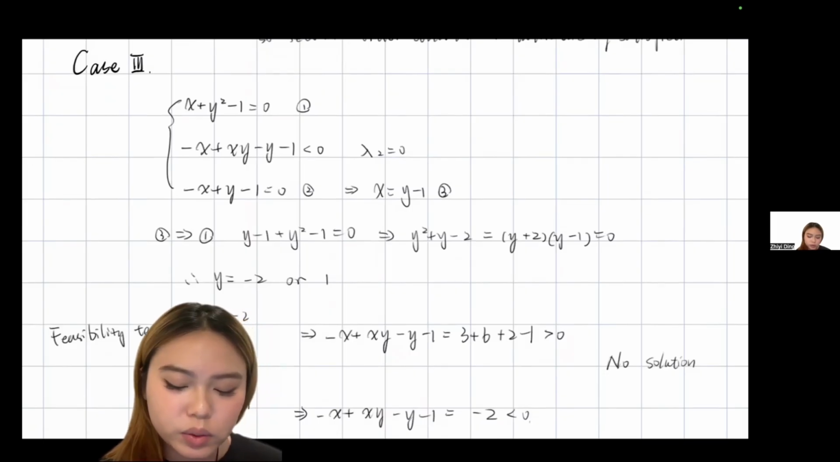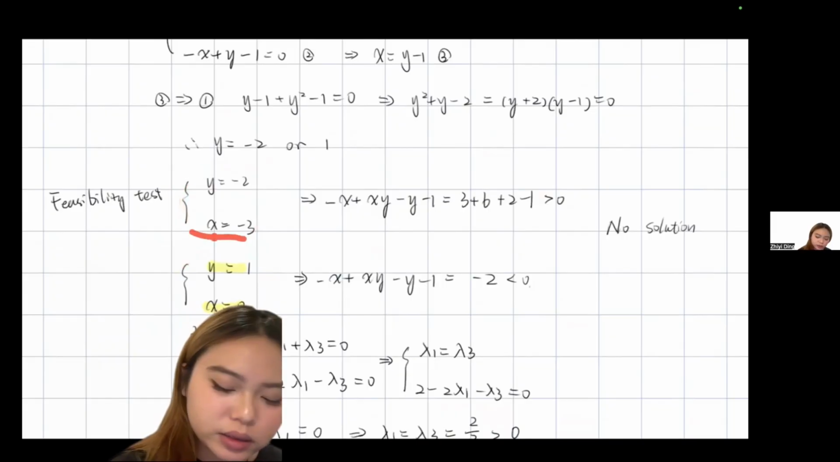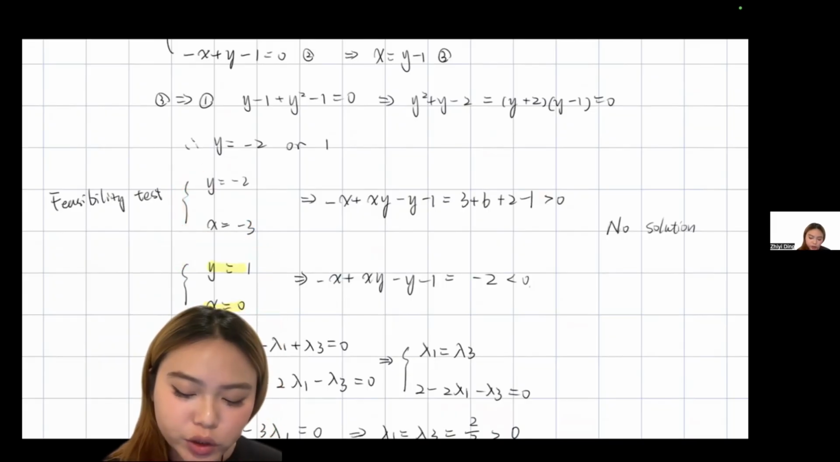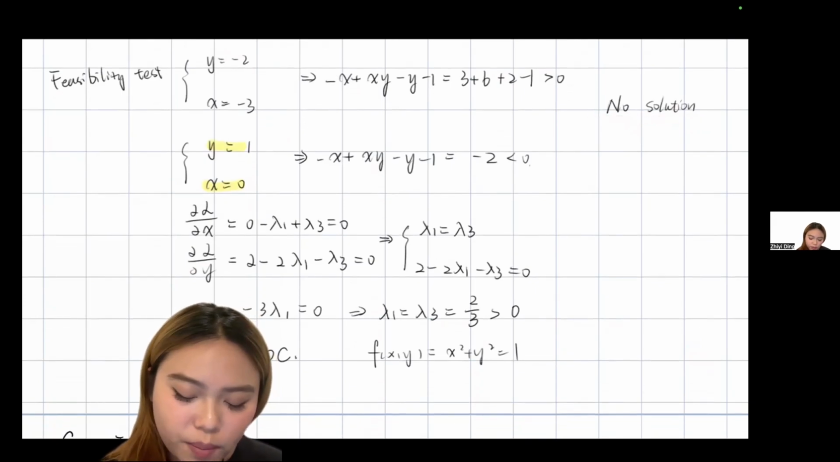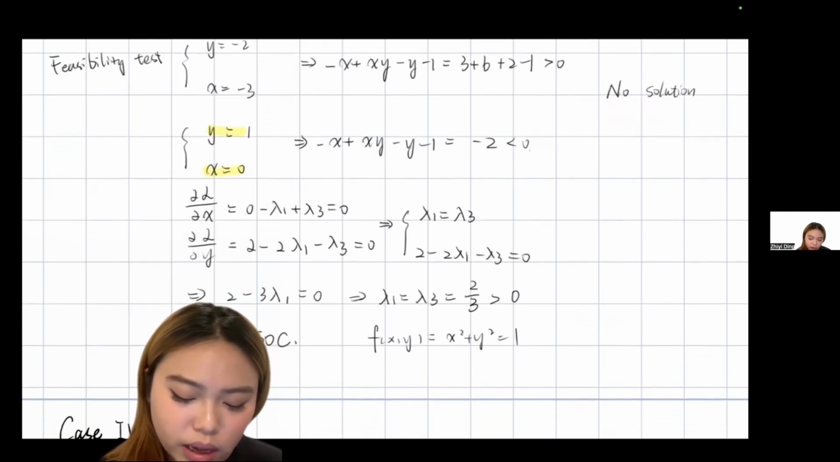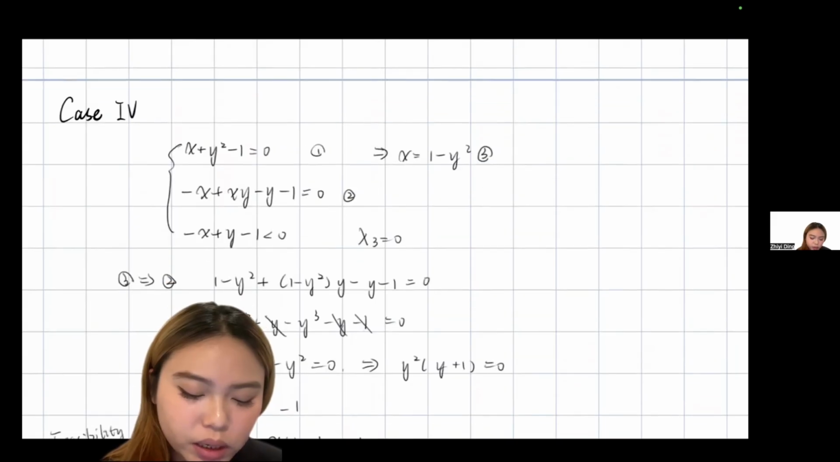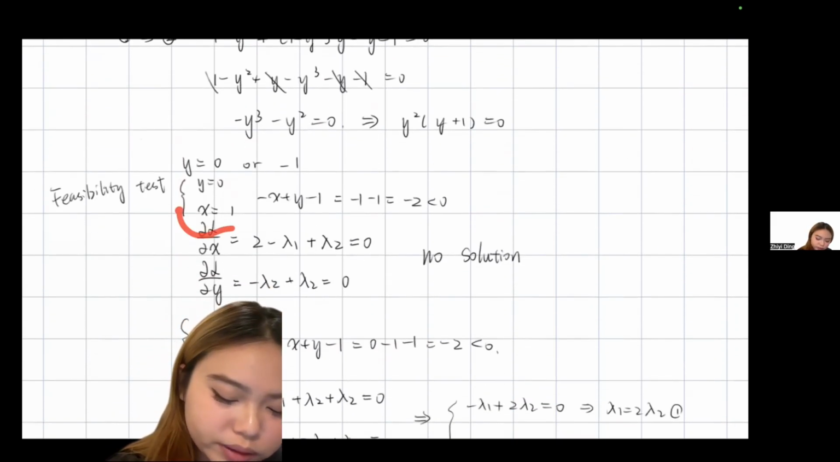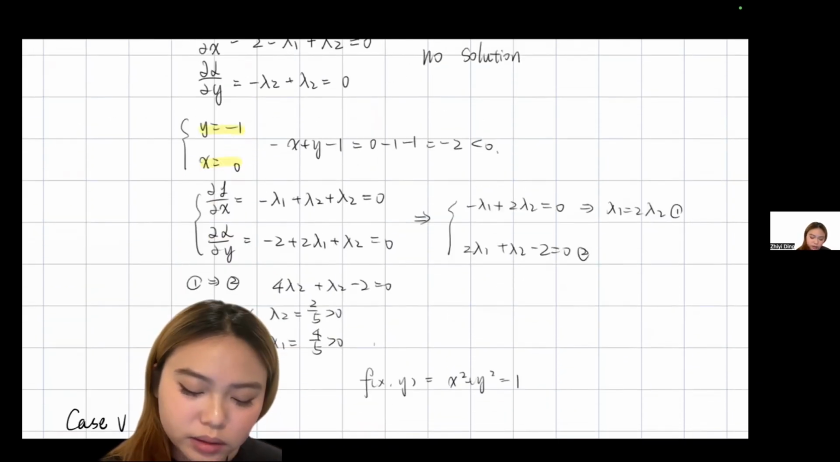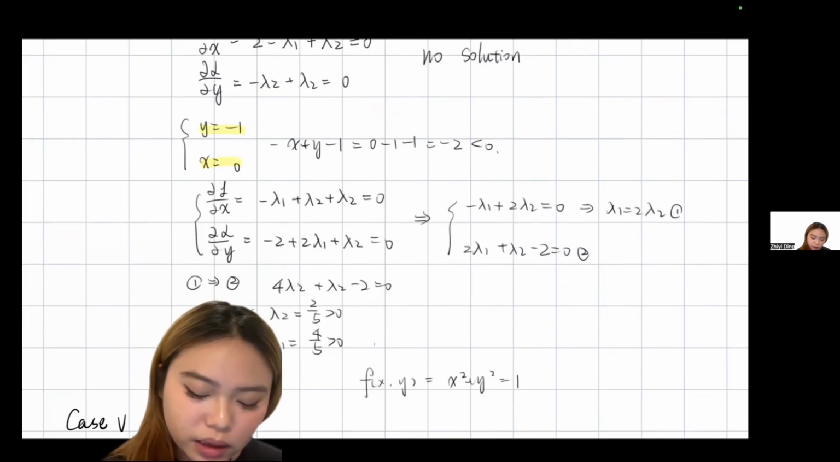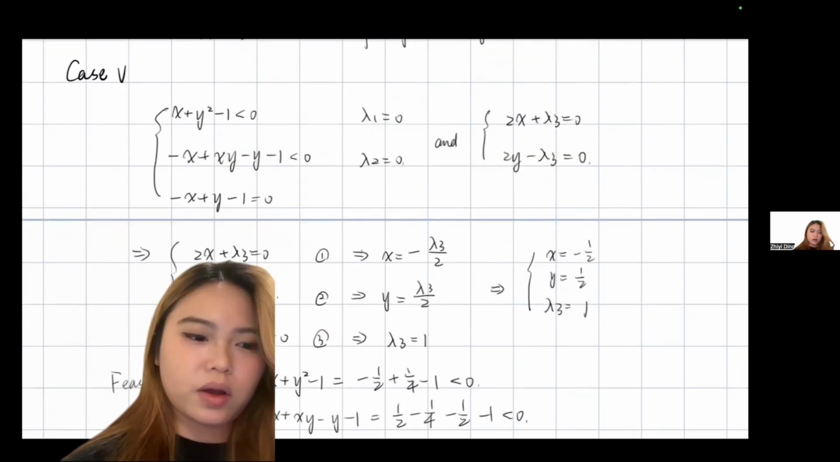And then we come to case 3. This time we activate g1 and g3, and we get two results. Same as case 2, the first one has no solution, and the second one passes the feasibility test and has no second order conditions. Then case 4: we activate g1 and g2, and we have two results too. Just the same, the first one has no solution, and the second one passes the feasibility test with no second order conditions. From case 5 to case 7, we activate just one of the constraints.